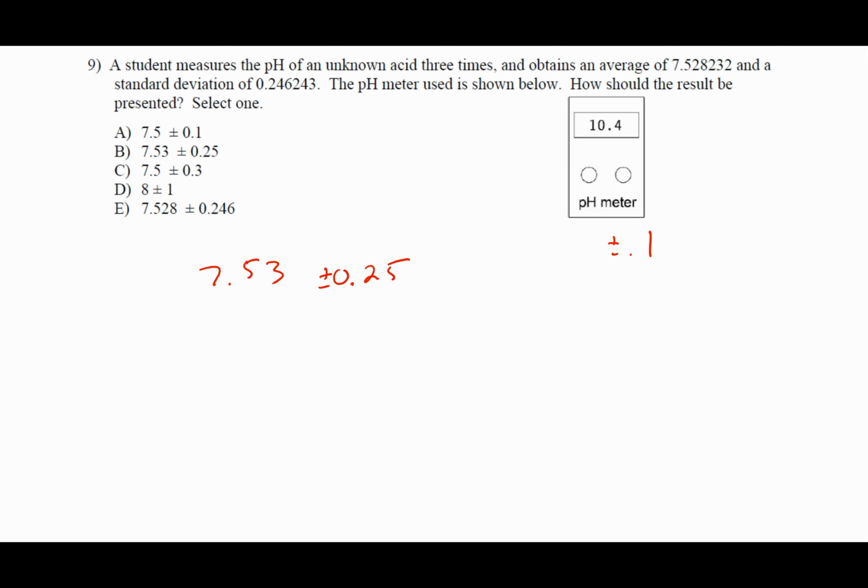So therefore 1 is smaller. However, we can't report it as such, right? Cannot be reported as such because the instrument says we can only keep that 1 decimal place, so I can't keep this 5. But I also can't toss it out. It's too much error, so that has to round up. So this is when rule 1 and 3 clash, right? We have that whole slide. So this is plus or minus 0.3 and 7.5. So the answer for that is C.